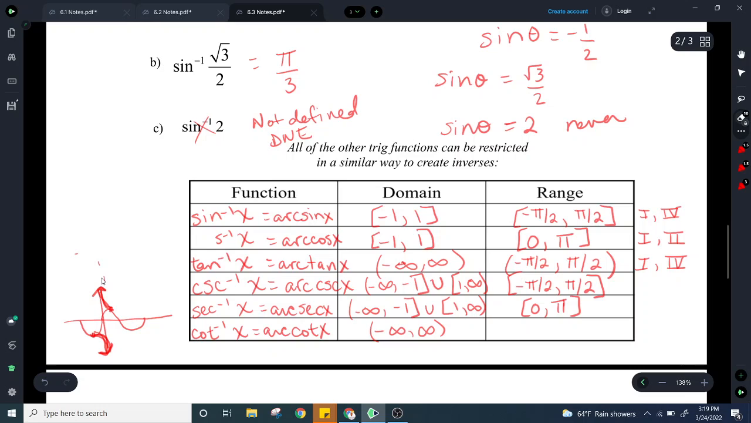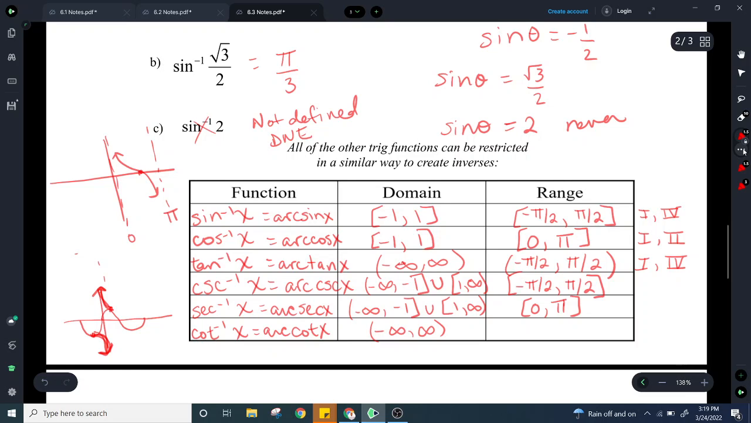Okay, so the tangent function, remember, goes up on the left, down on the right, but it's got asymptotes at 0 and at pi. Remember, at 0 and at pi.